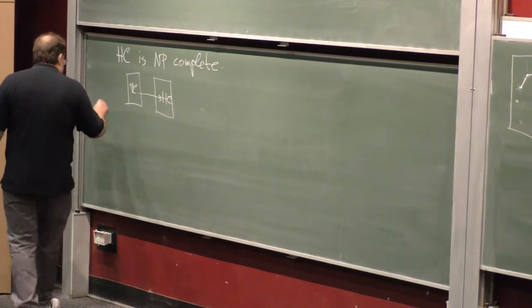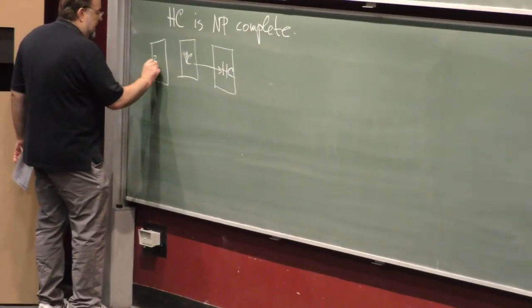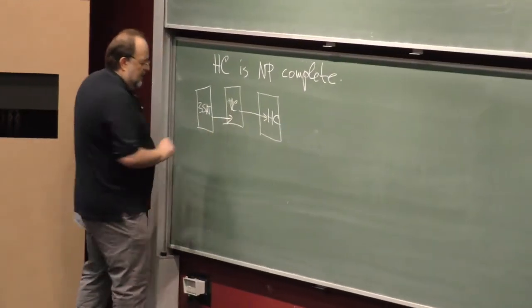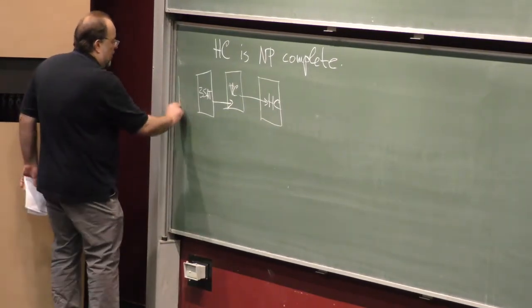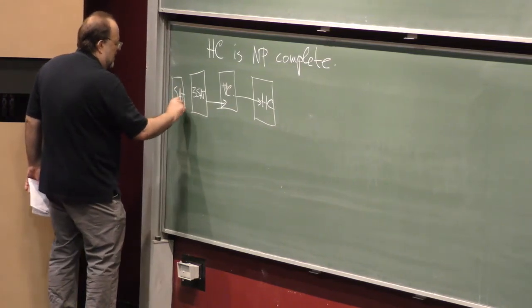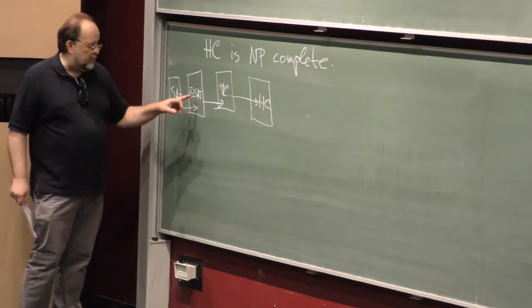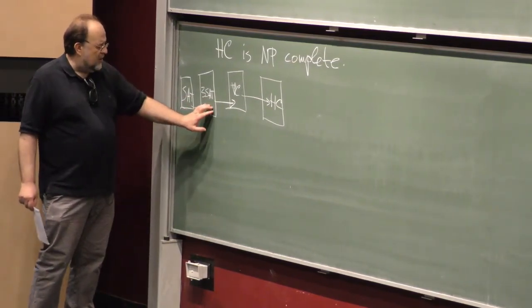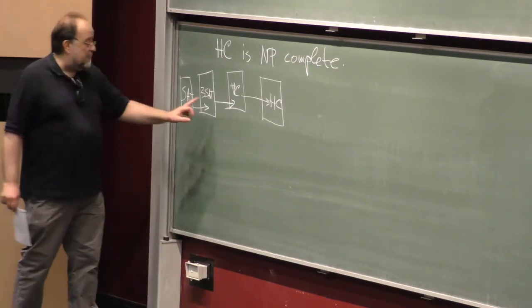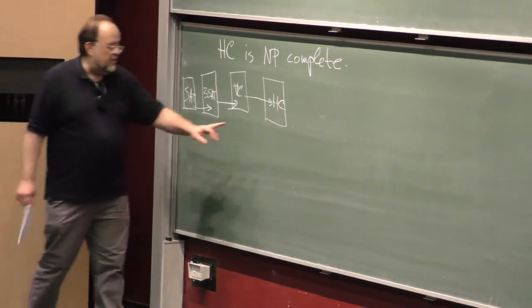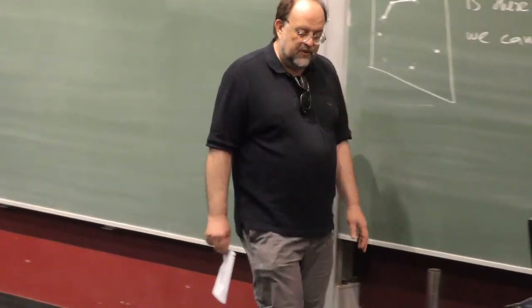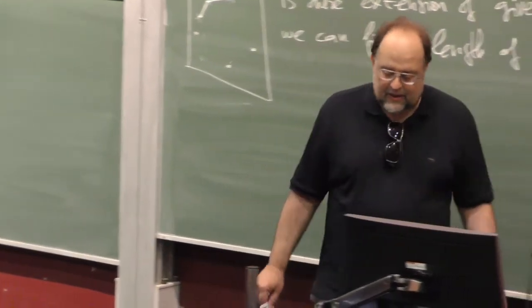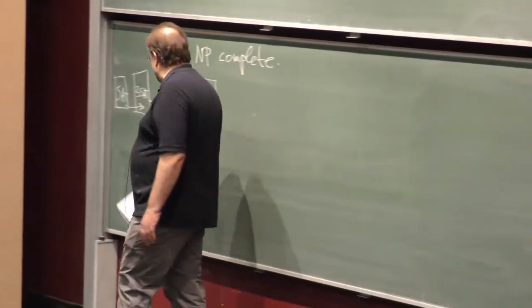And let me remind you, we showed in class that TriSat is reducible to vertex cover with these triangles, you remember. And before that, we showed that the general SAT is reducible to TriSat, to satisfiability of formulas with only three disjuncts in every conjunct. Then, of course, by transitivity, you get that SAT is reducible to HC. And we had a direct proof, Cook's theorem, which we saw last time, that shows that in fact SAT is NP complete. So in particular, Hamiltonian circuit is also NP complete.